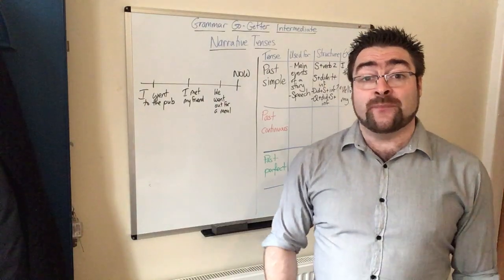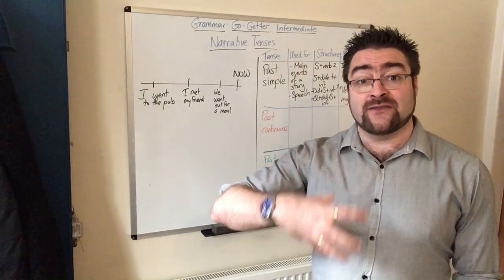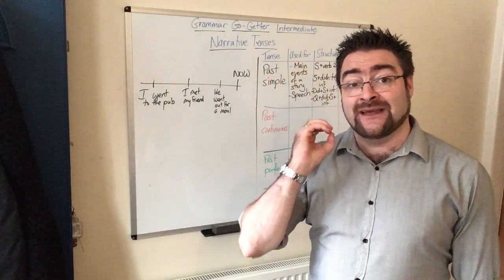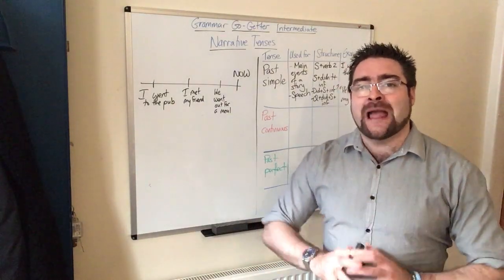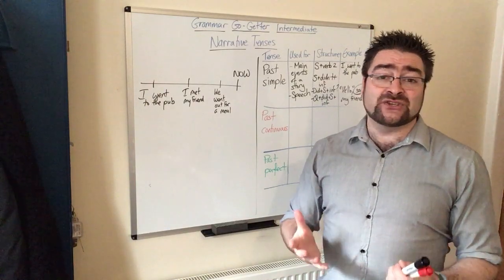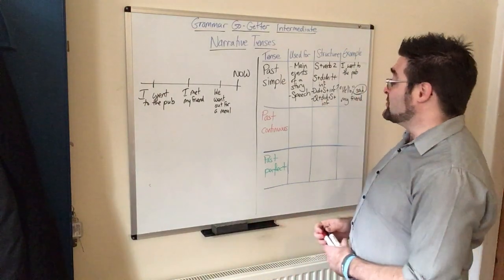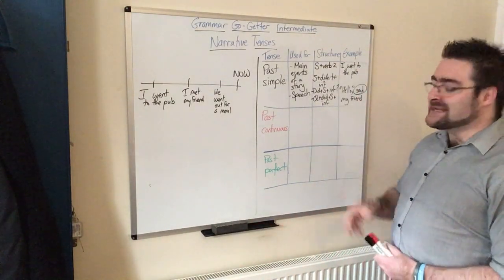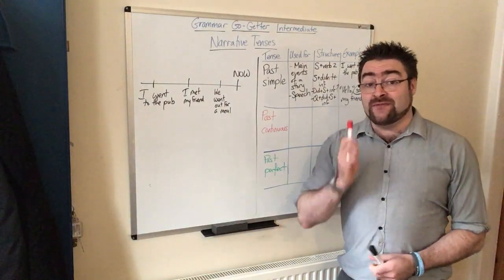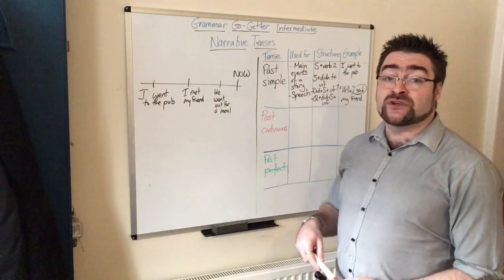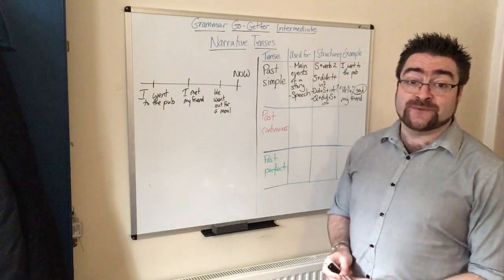Because remember that the past simple is the tent peg. You are saying that things are important by using the past simple. But what we want to do is make our story more interesting to listen to or to read. And for that, we need to add different tenses. So we've got the past continuous and the past perfect. And in this video, we are going to be focusing on the past continuous.